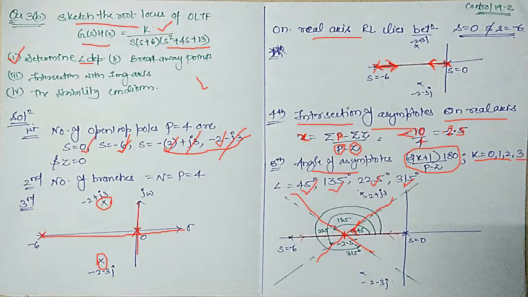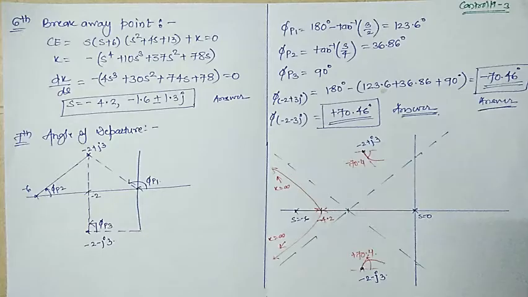Next we will go for the breakaway point, which is one of the requirements of the question. So breakaway point, let us see how we can identify that. The breakaway point is identified using the characteristic equation. So the characteristic equation you need to first draw. The characteristic equation is given by 1 plus GH is 0. Okay, so GH is given to you, you need to add 1 to it and then equate that to 0. So 1 plus GH equals 0. If I do that, I will find the characteristic equation like this.